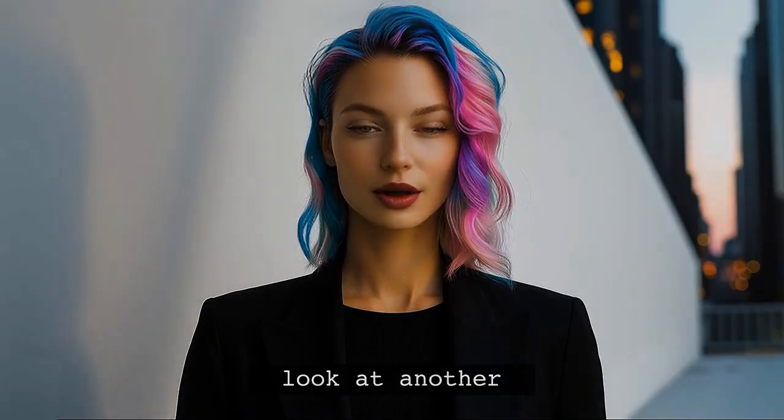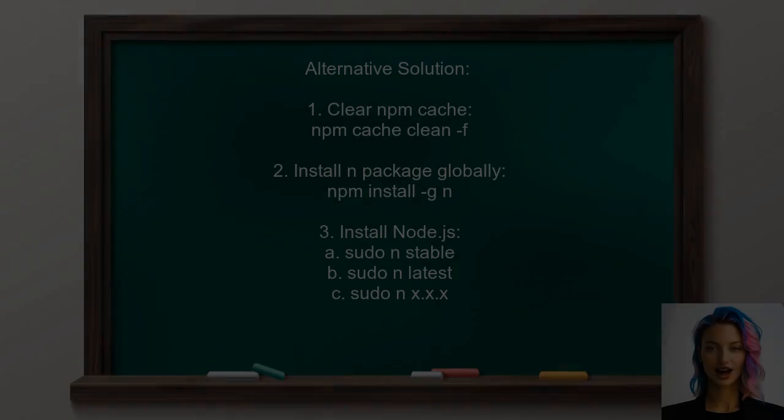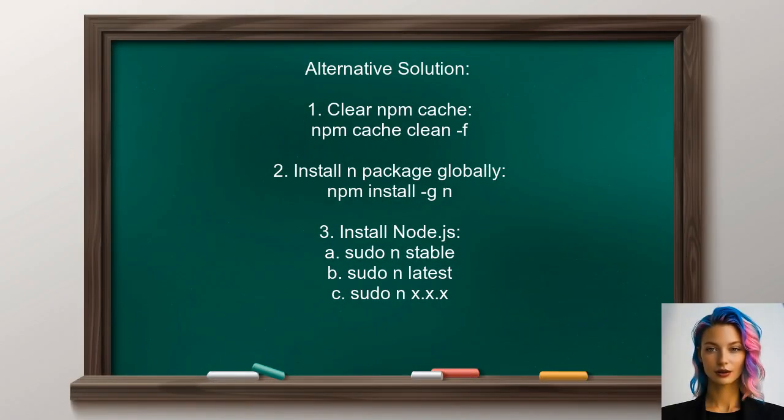Let's take a look at another one. An alternative solution provided by another user involves 3 simple steps. First, clear the npm cache forcefully by running npm cache clean -f. Next, install the n package globally using npm with the command npm install -g n.